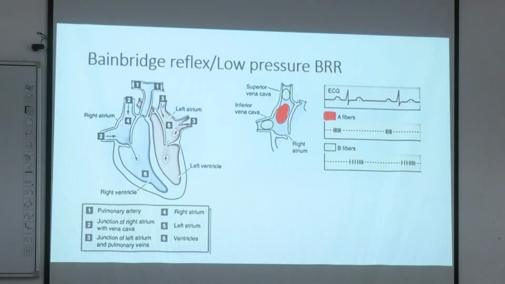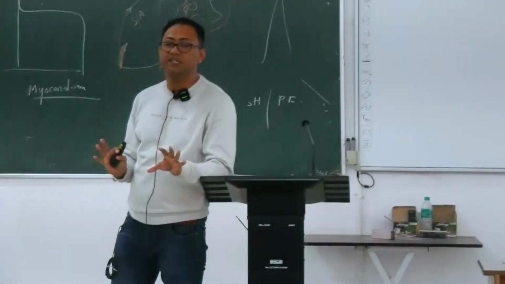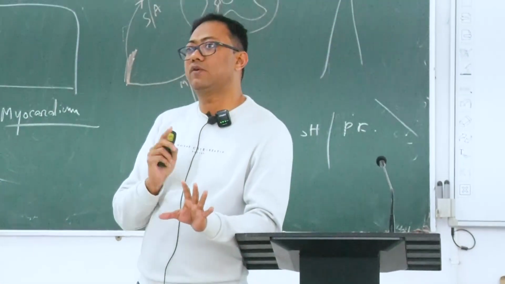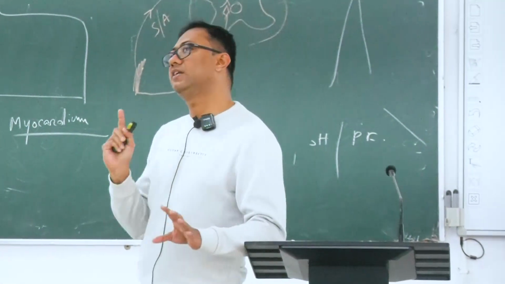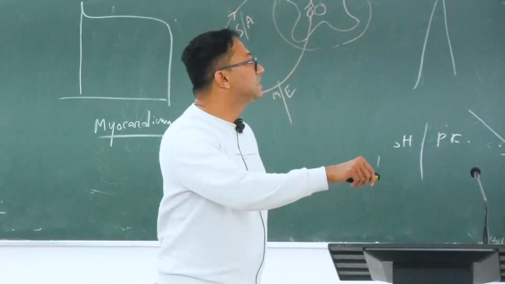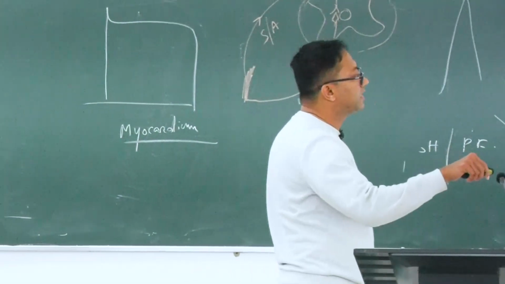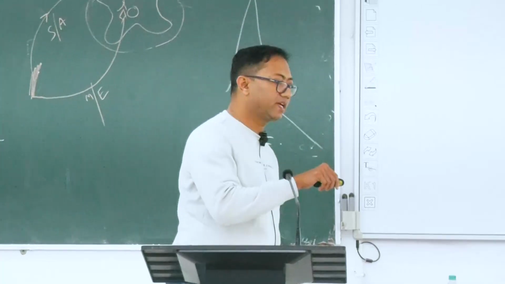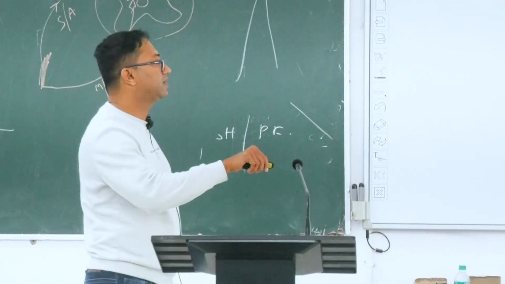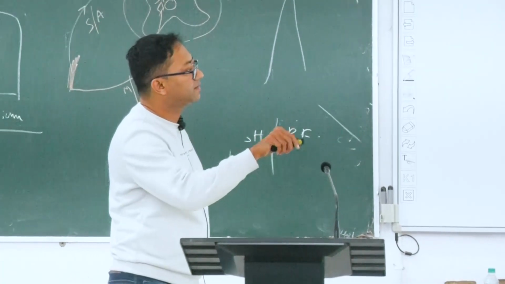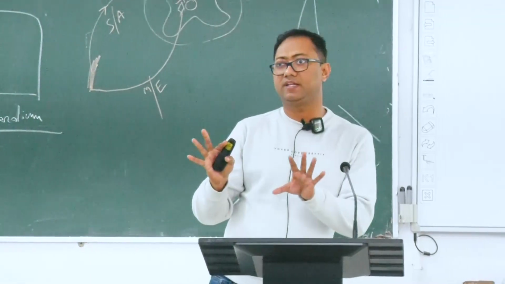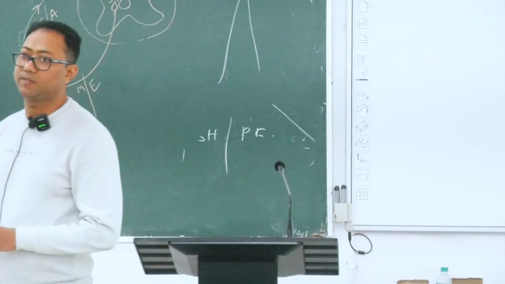Again, baroreceptors are of 2 types: high pressure baroreceptors and low pressure baroreceptors. High pressure baroreceptors are the carotid sinus and aortic arch. Low pressure baroreceptors are these 6 locations: the pulmonary artery, the junction of right atrium and vena cava, the junction of left atrium and pulmonary veins, the right atrium, left atrium and ventricles. So almost everywhere in the heart you have low pressure baroreceptors.